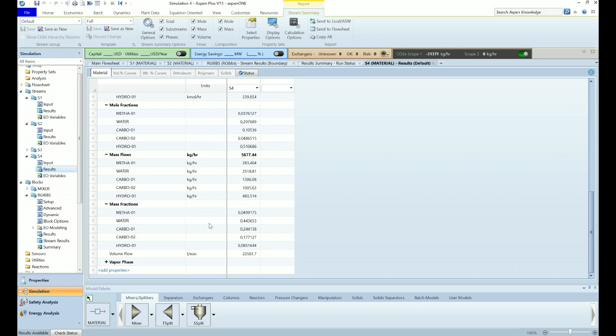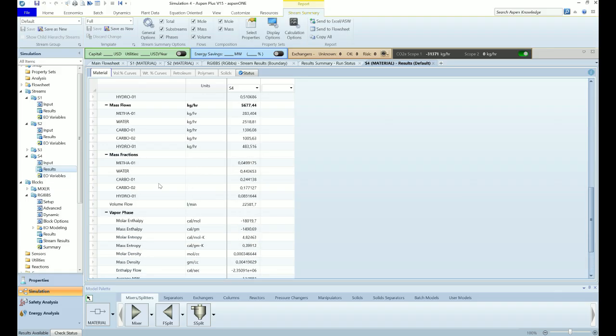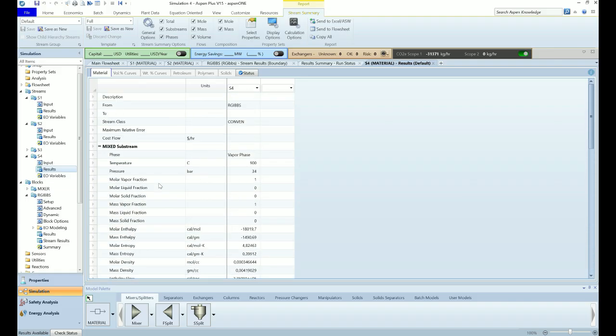We have remaining reactants without reaction. Okay, and here in vapor phase you have the amounts produced in vapor that are equal to the total produced, indicating here that we have only vapor phase present, as our molar vapor fraction is equal to 1.